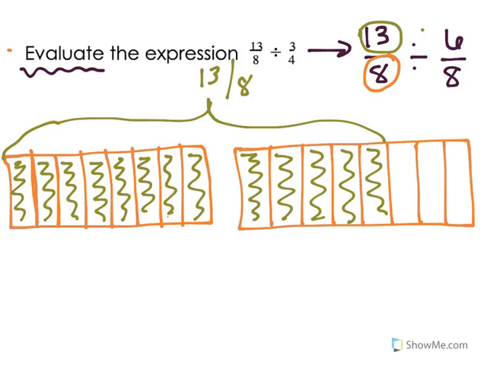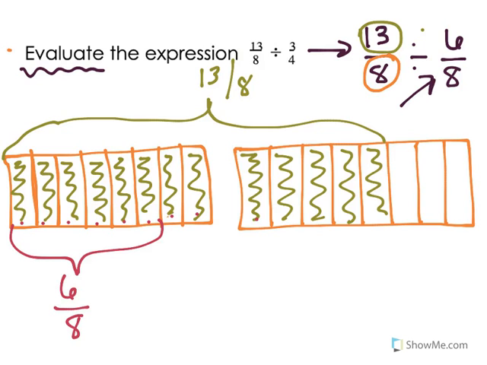13/8. Now I know that a division problem is asking how many equal size groups of our divisor are in our dividend. So with this problem, how many equal size groups of 6/8 are in 13/8? I know that in this tape diagram, one box represents 1/8. So one group is going to have 6 of these boxes. So I'm going to count 6 boxes. I have 1, 2, 3, 4, 5, 6. So that is a group of 6/8.